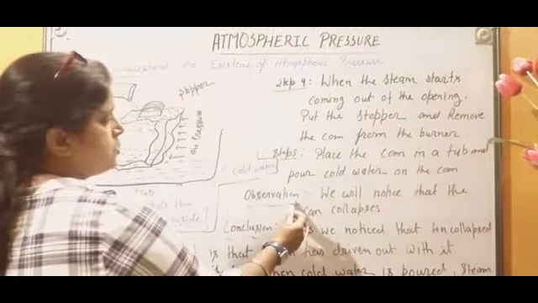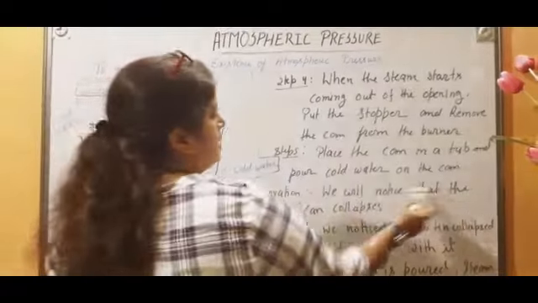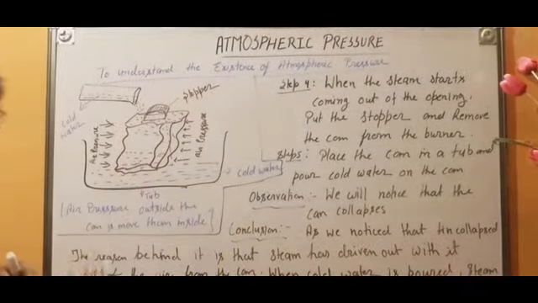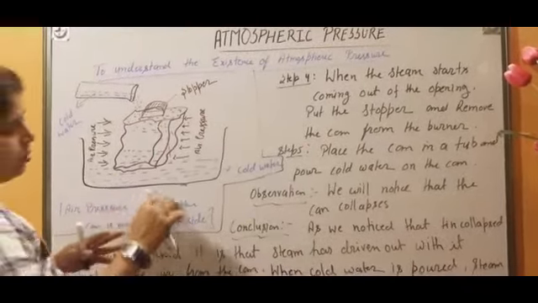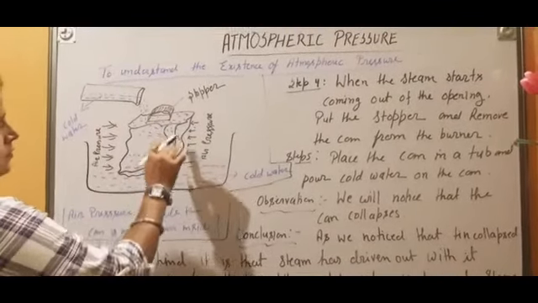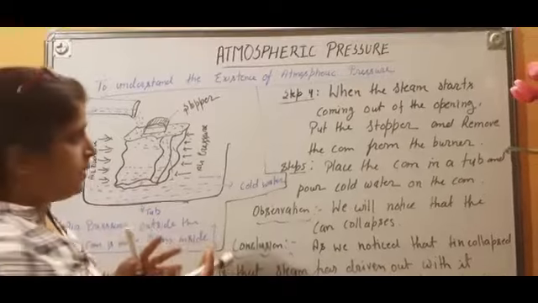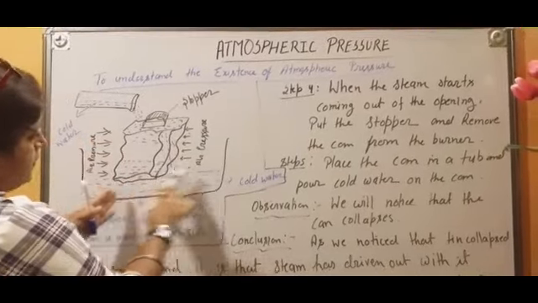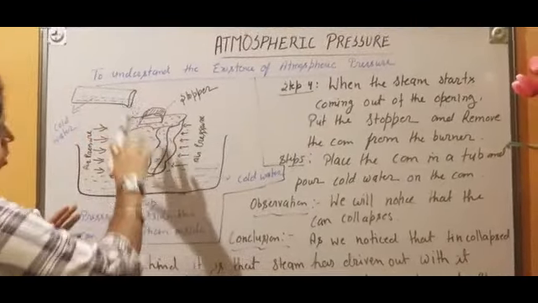What is the observation? We will notice that the can collapses. Can you see that? This is our second diagram. You are also supposed to draw the diagrams. This was our can, which was earlier in proper shape. We brought it here, kept it inside the tub, and now pouring the cold water.